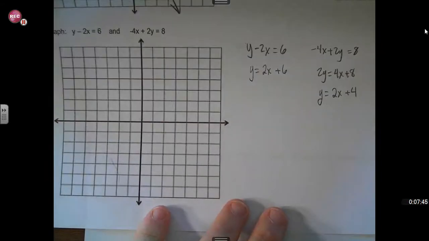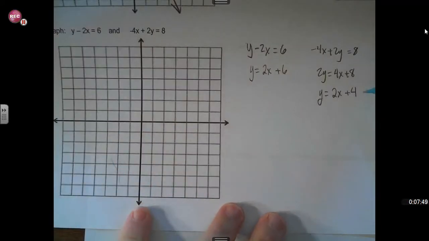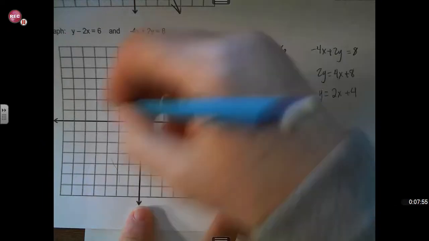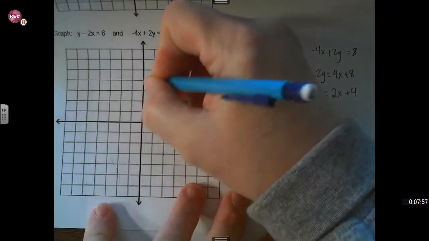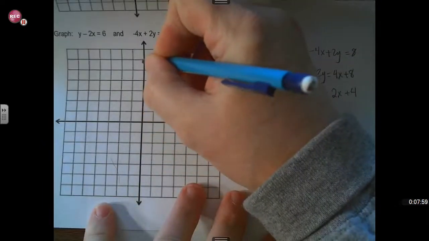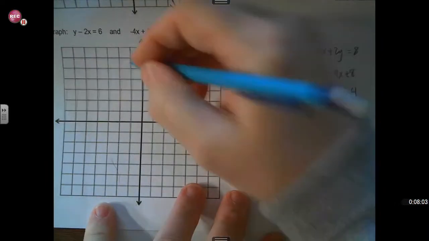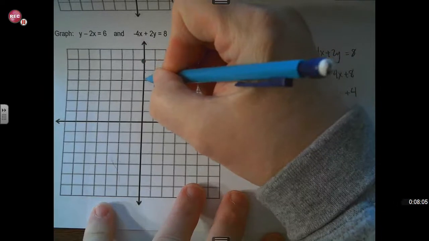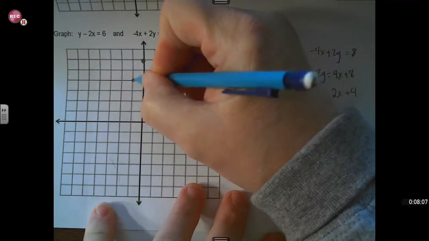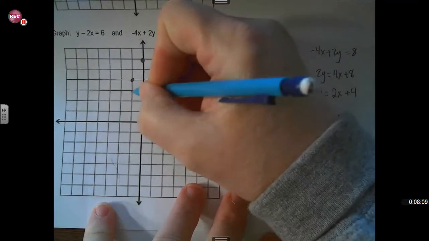There we go. So here's my second equation over here. I moved the 4x and then divided everything by 2. And so 1, 2, 3, 4, 5, 6. And then the slope is 2, so down 2 to the left, because it has a positive slope, down 2 and to the left.